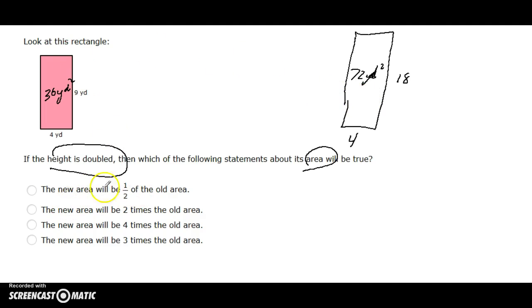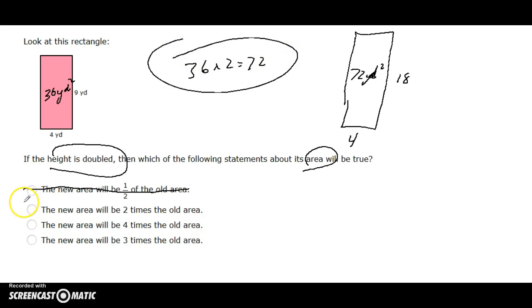Okay, so the new area will be half. Well, that's not true. It didn't get smaller. The new area will be 2 times. 36 times 2 equals 72. That would be it. So here's my answer. We can just eliminate the other ones.